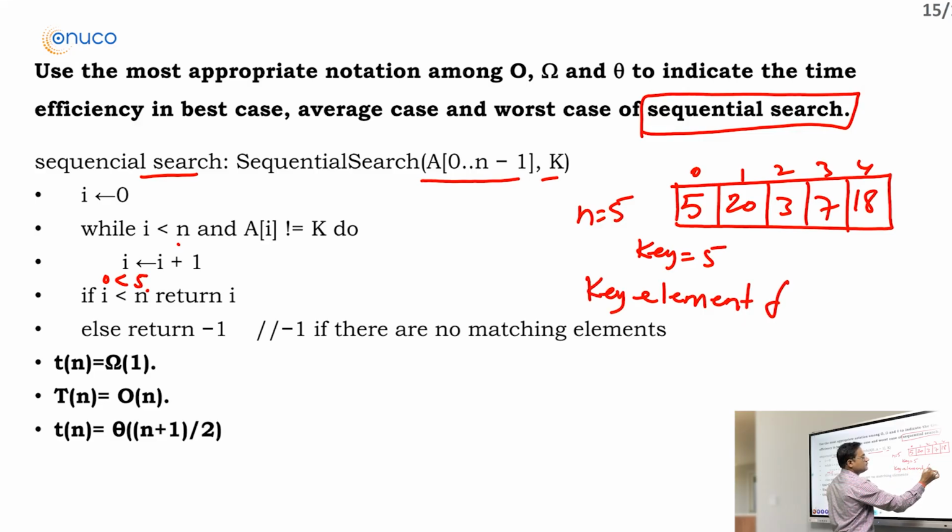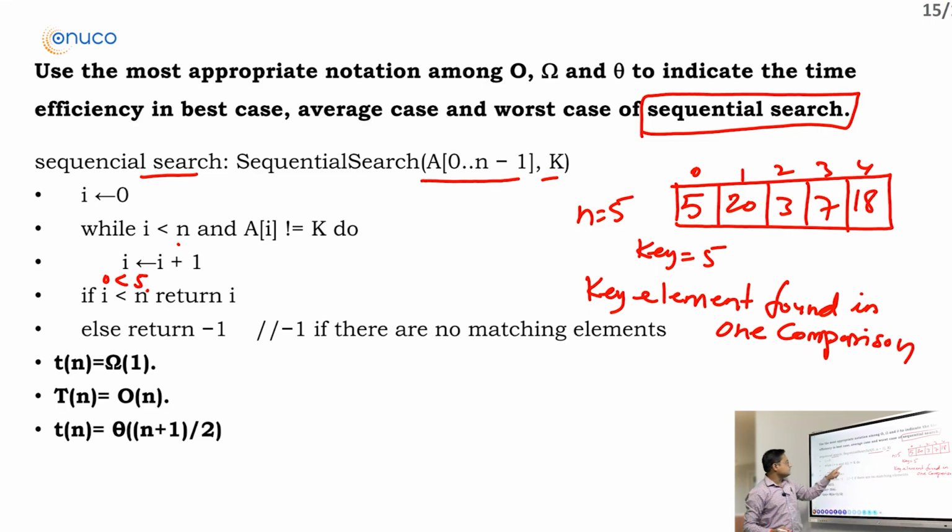Key element found in one comparison. Remember that comparisons are the basic operations. Now, how are you going to define this? Best case scenarios we define with omega notation. So we write time complexity is omega of 1. Why 1? Because it took only one comparison.